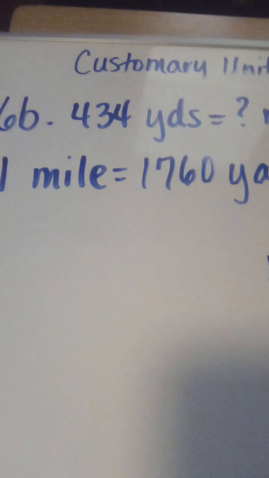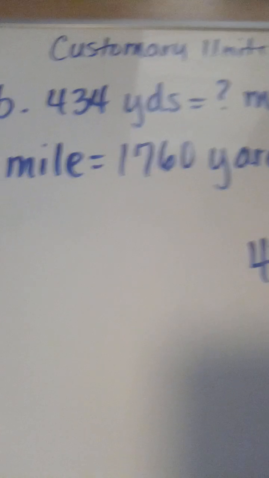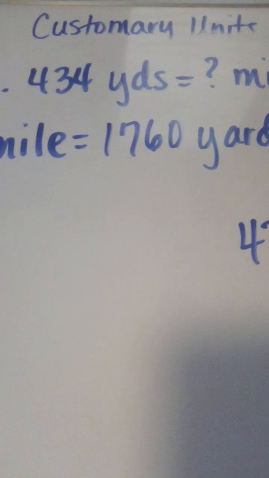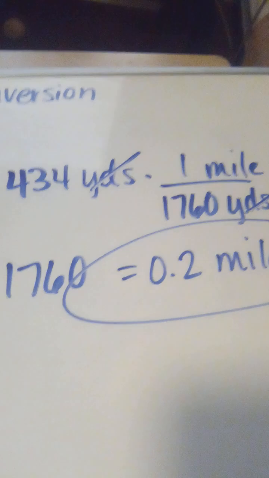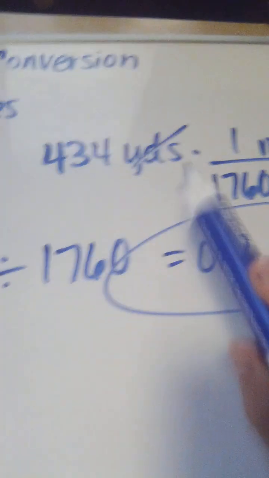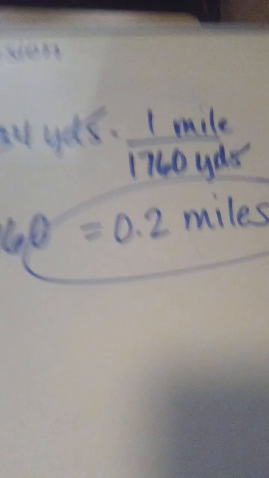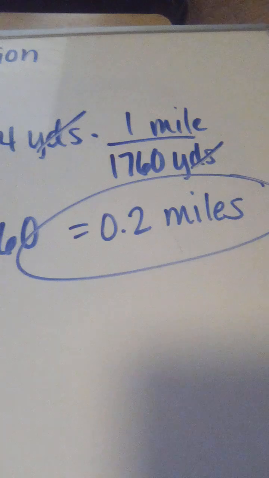So what you're doing is converting yards to miles, and you know 1 mile equals 1760 yards, and you use 434 times 1 mile over 1760 yards as a fraction, and then cancel out the common units. What we're looking for is miles, and then 434 divided by 1760, and you get 0.2 miles. So, any questions on 6B? All right, let's move on to 7.